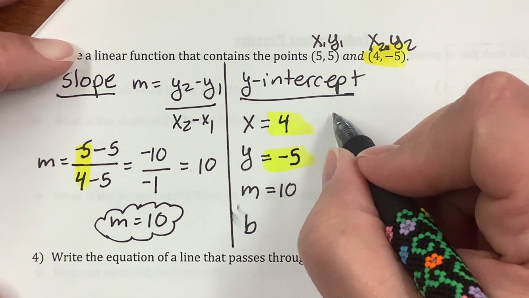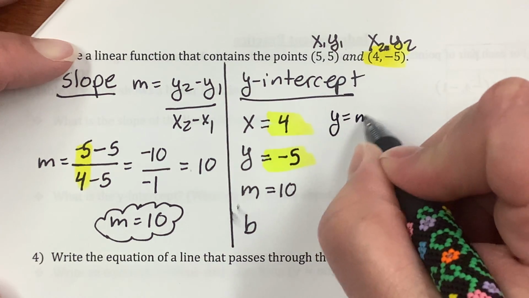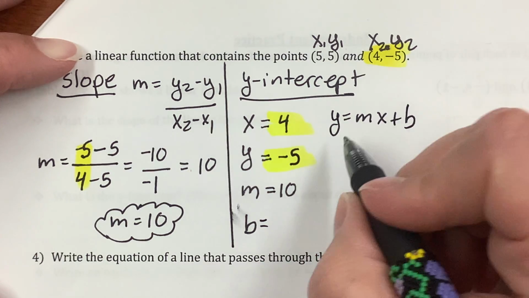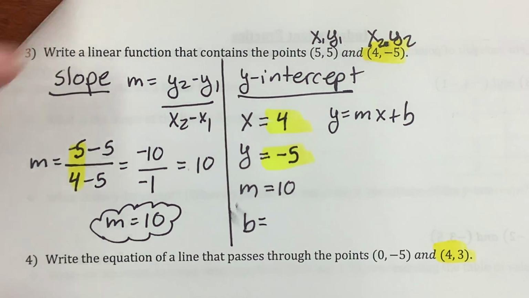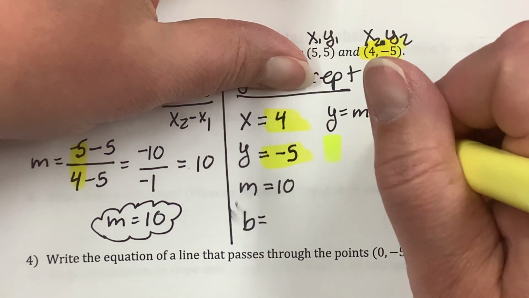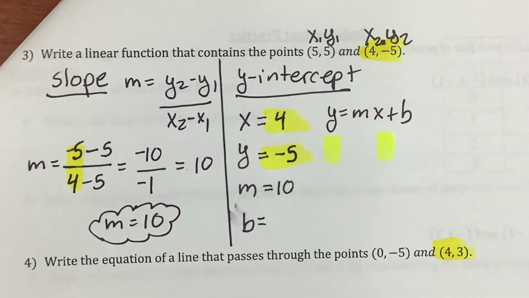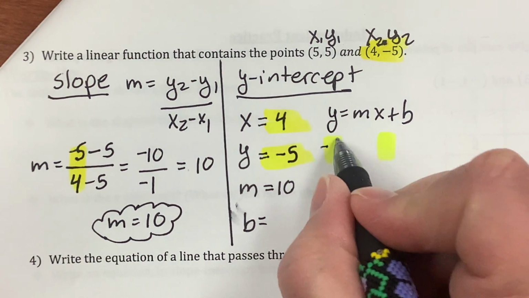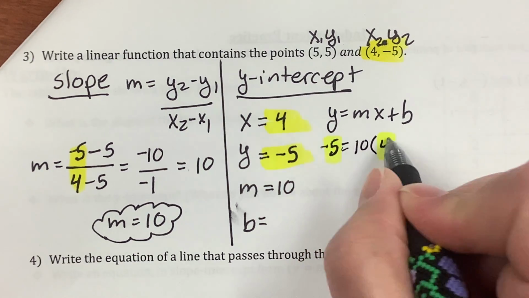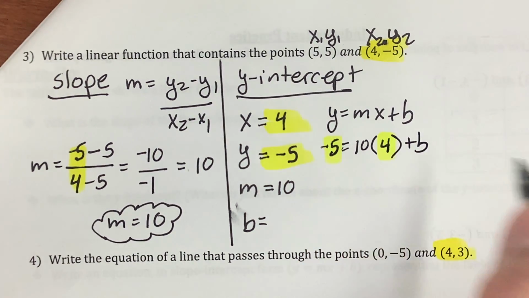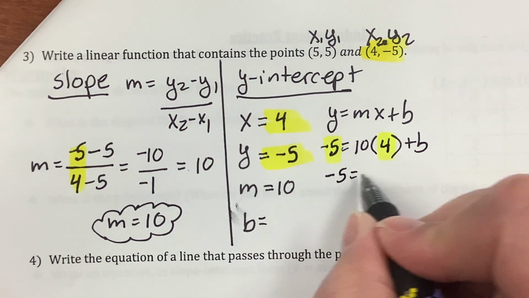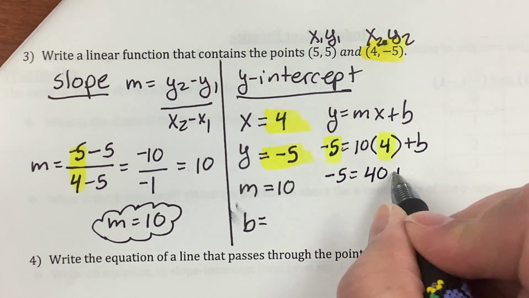Okay, use the equation of a line. Y equals mx plus b. It's b that I'm missing, but I know my y and I know my x. So I'm going to fill in the y, the highlighted y, and the highlighted x. So negative 5 equals 10 times 4 plus b. Wow, 10 times 4 is 40. So negative 5 equals 40 plus b.